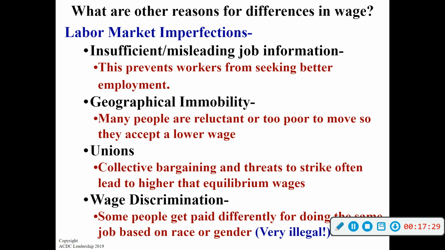Other reasons for market imperfections: insufficient or misleading job information. Sometimes people don't know better jobs are out there. Geographical immobility. Sometimes people just don't have the resources to leave their current situation and get a better job, even if they know there are better situations out there. Unions are collective groups of workers that essentially get better working conditions, pay, whatever. And then, unfortunately, wage discrimination does occur. Of course, if it's based on race, gender, age, any of that, it's horribly illegal, and they won't be in business very long if they are doing that. So, all right, and that is 5.1.